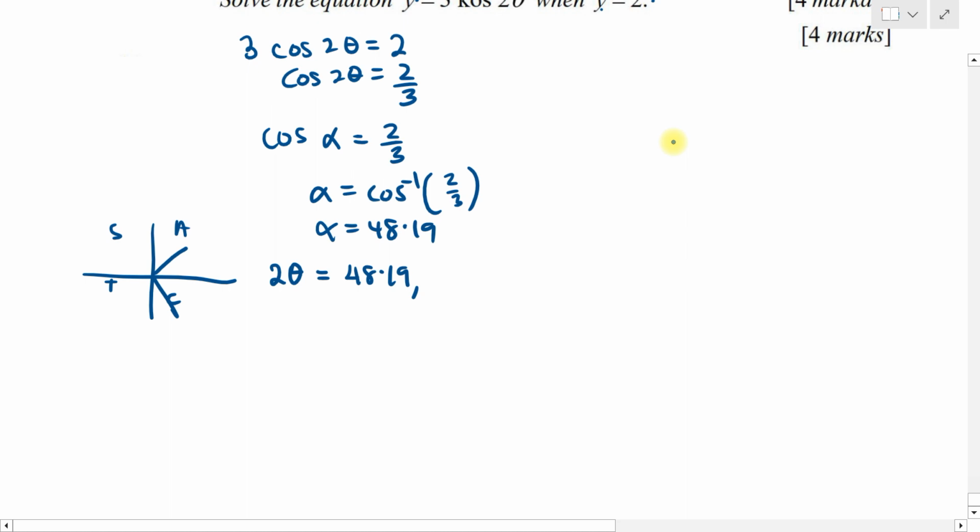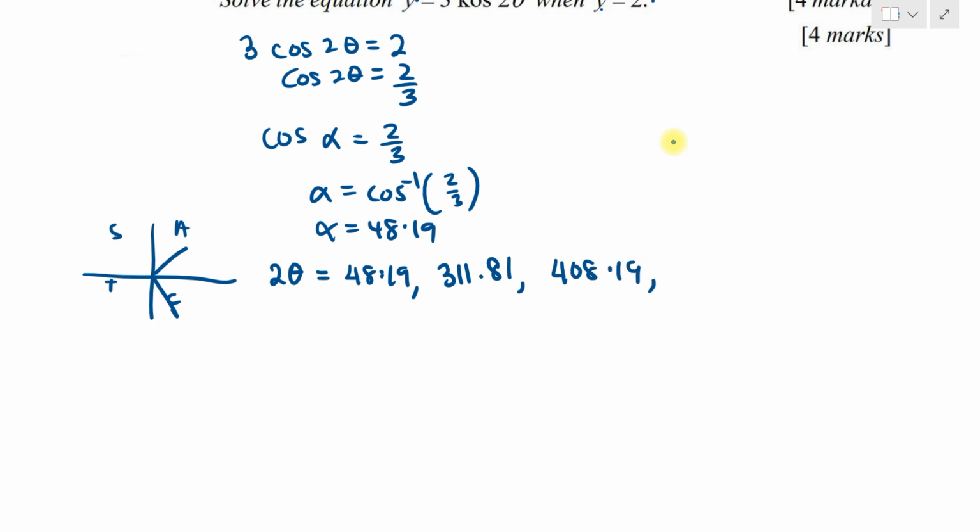Okay, never mind. Let's see. 360, cos is positive, add sugar to coffee. Right. 360 minus the alpha 48.19 gives us 311.81. Maybe we try another round. Try first. 48.19 plus 360, another round, is 408.19. And 311.81 plus 360, you will get 671.81.